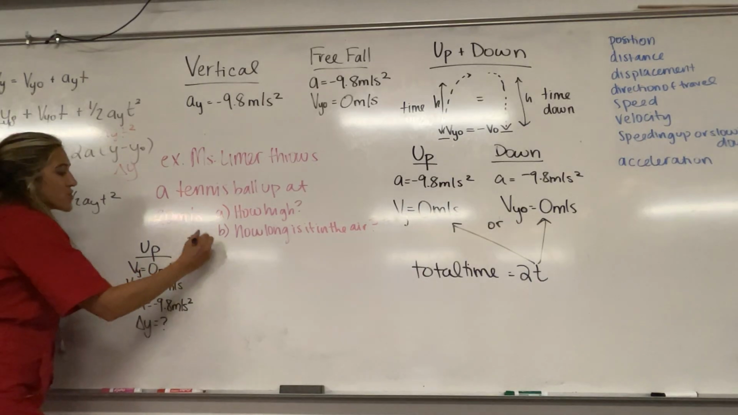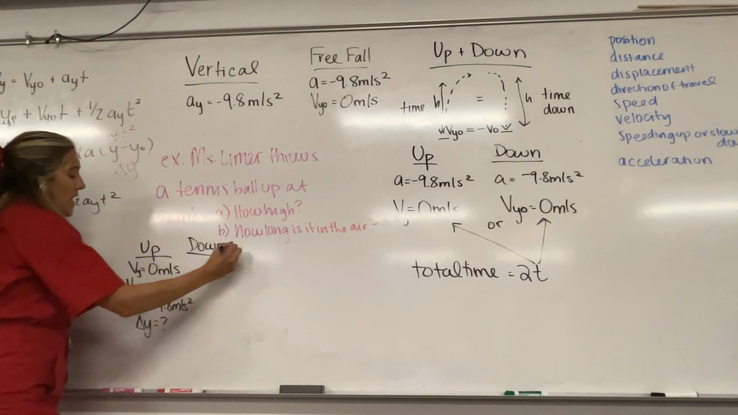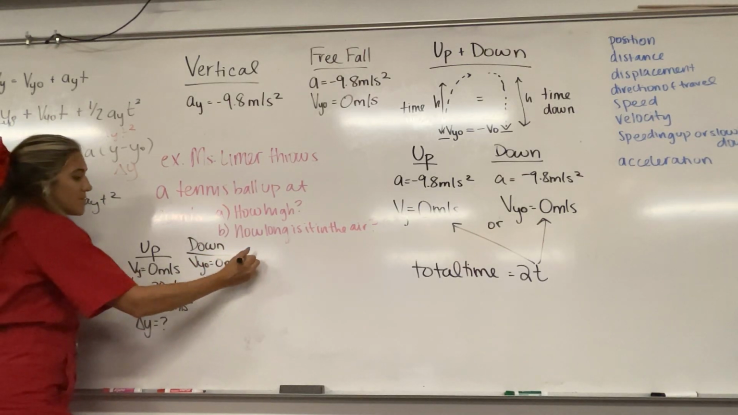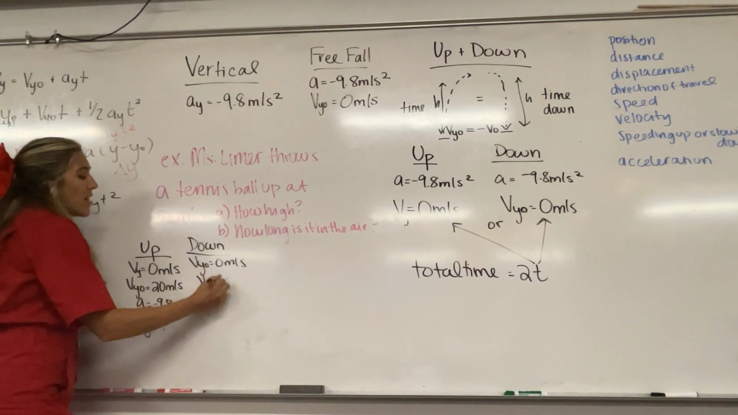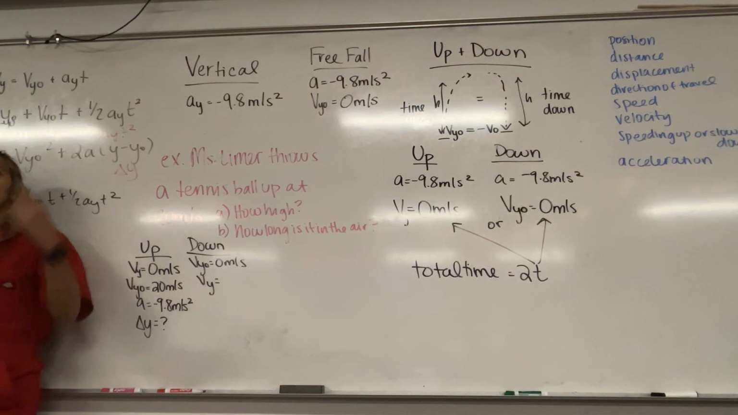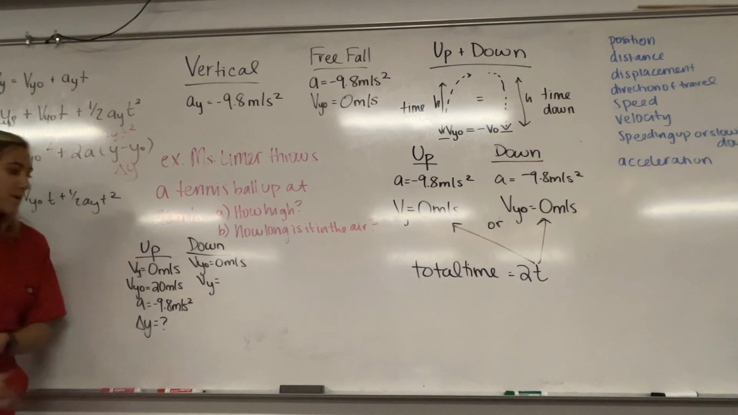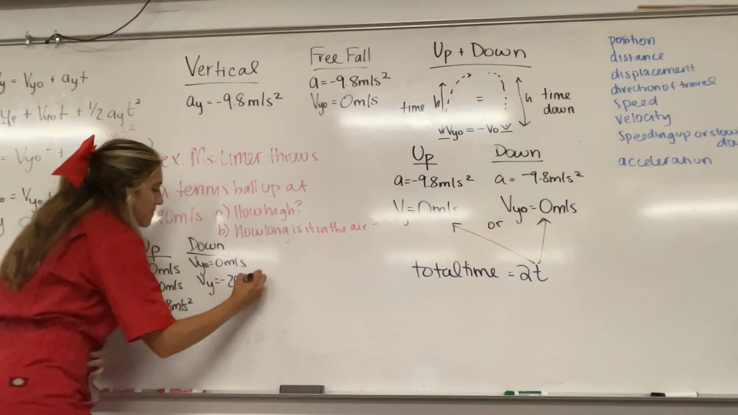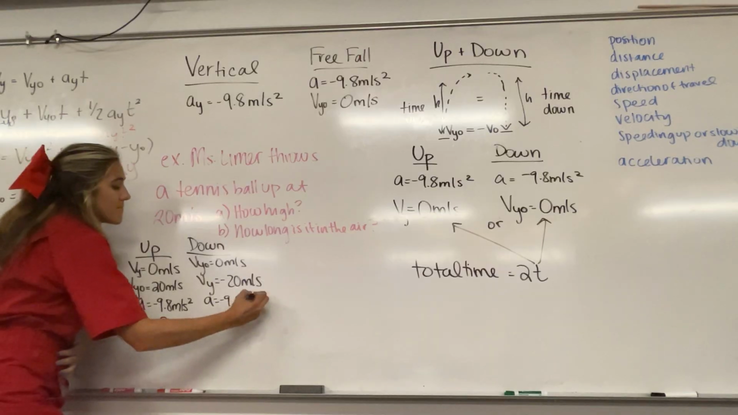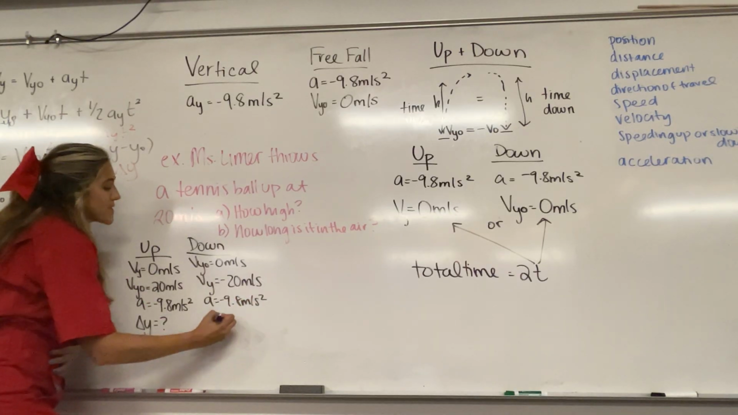In the down direction, I now know my initial velocity is 0. What is my final velocity? If I'm going down, what's my final velocity? I launched it up at 20. Negative 20. Acceleration is still negative 9.8. And I'm still looking for displacement.